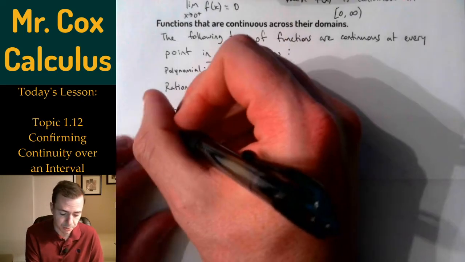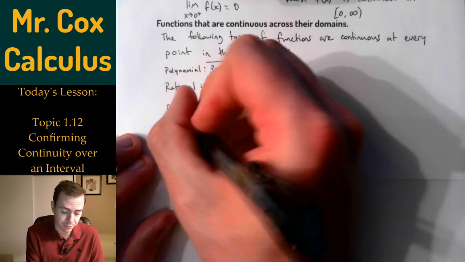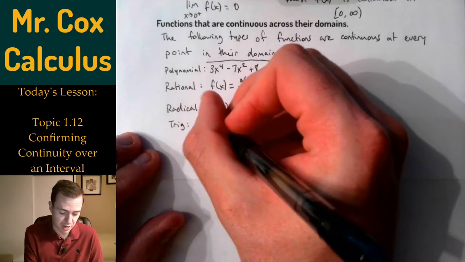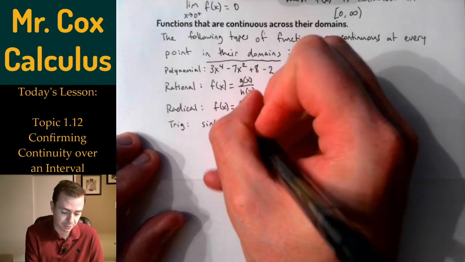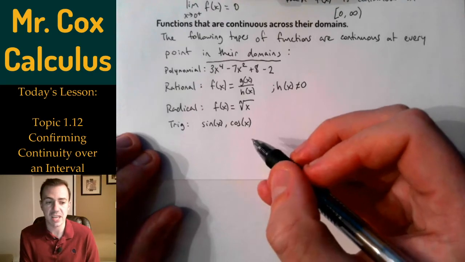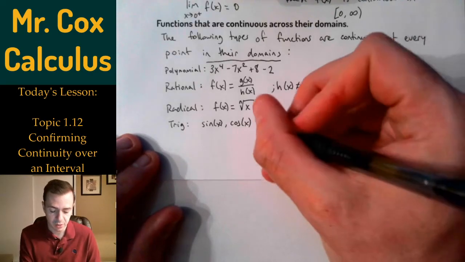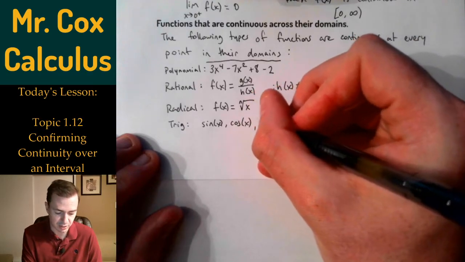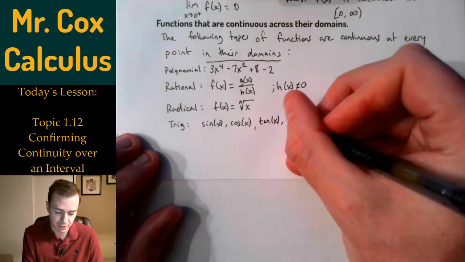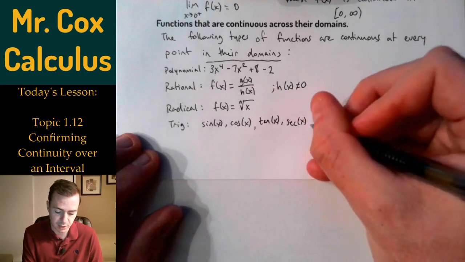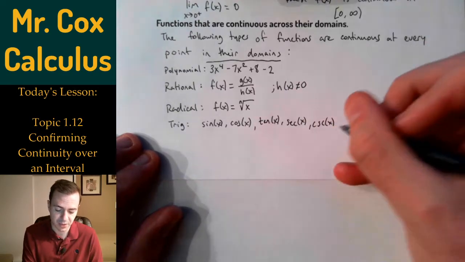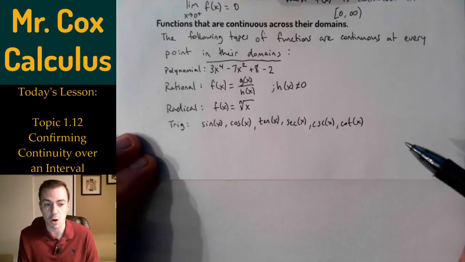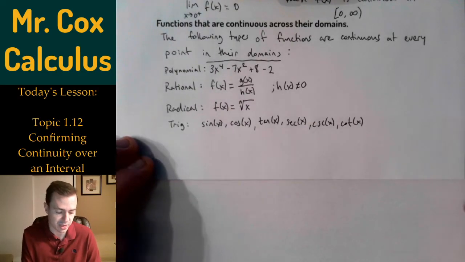Our trig functions are continuous across the domain. So that includes sine of x and cosine of x, which don't have any exclusions from their domains, but some of the other trig functions that do have exclusions in their domains, like tangent of x, secant of x, cosecant of x, and cotangent of x, all 6 of those major trig functions are continuous across their domains.